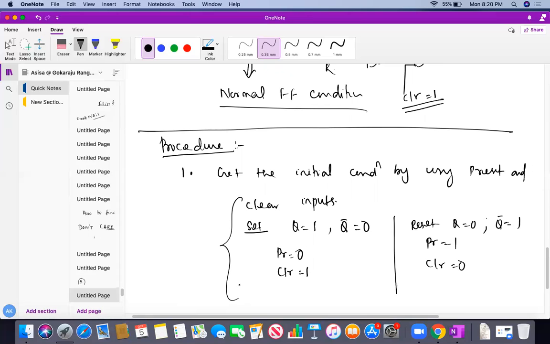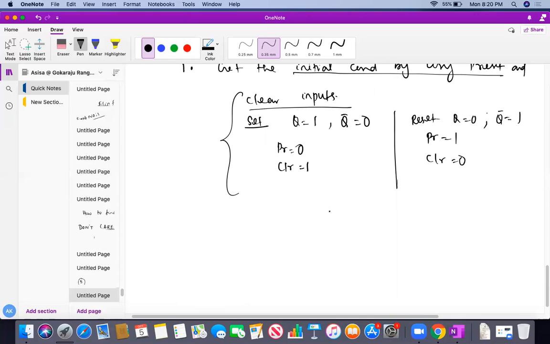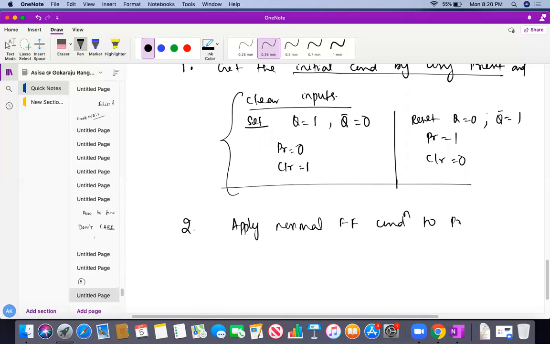For any flip-flop to work, you need to first get the initial condition by using preset and clear inputs. Okay. Next, what you have to do? Next step, after getting these initial conditions, you have to apply the normal flip-flop condition to preset and clear. What is the normal flip-flop condition? Preset equal to clear equal to 1.